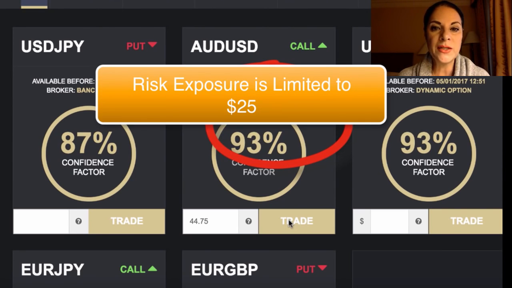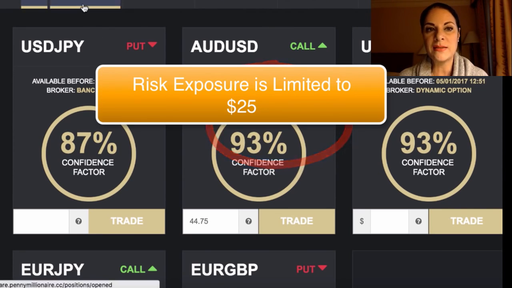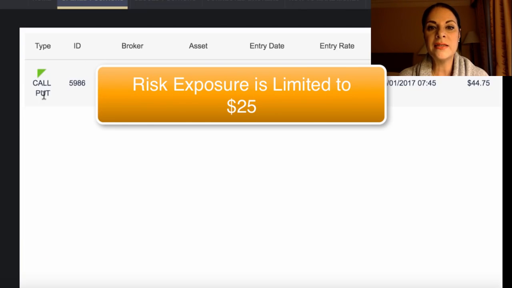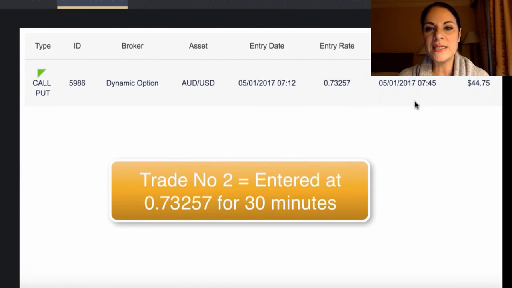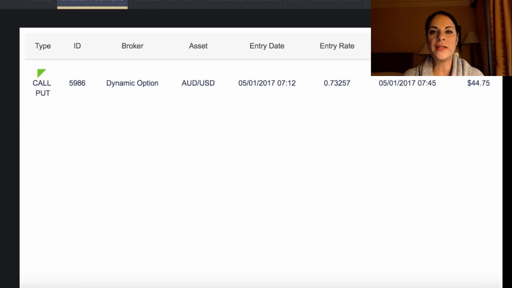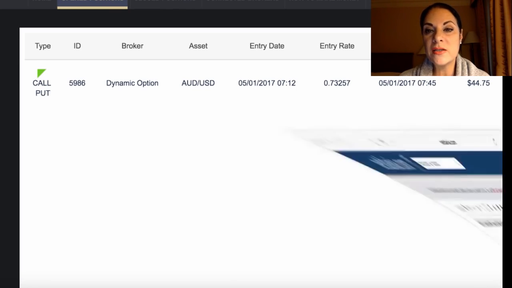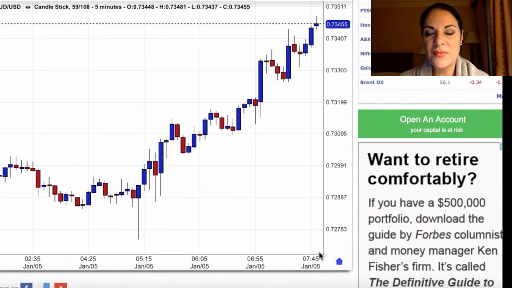Bank de Binari is my second associated broker, and here we go, and we can see that we have taken the second position. This time is for 30 minutes. The entry rate was at 0.73257, and we'll have a look at the charts again in order to see how significant our decision is. Fantastic. If you look, the trend is still going upwards.